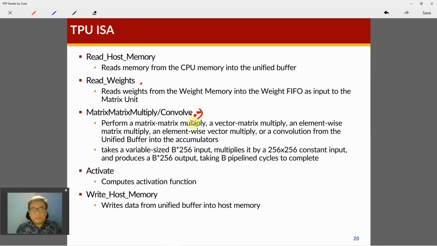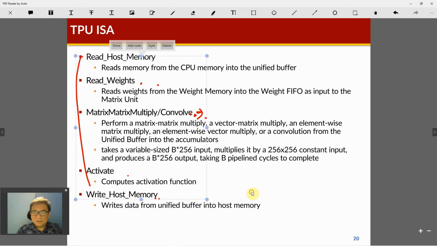And then for this matrix multiplication, the TPU needs to receive data from the host memory. So this data is transferred from the host memory. And then the data is also read from the on-chip memory, the main memory of the TPU board. So these instructions are supported for the data read, also the matrix multiplication, and then activation, and then write to the host memory. So these instructions are very simple.